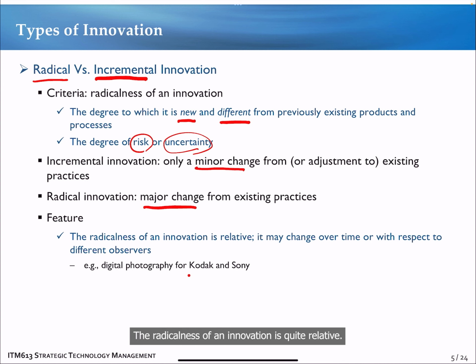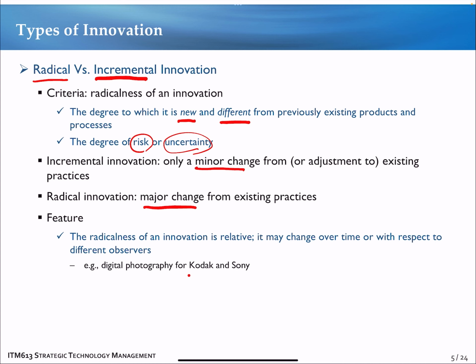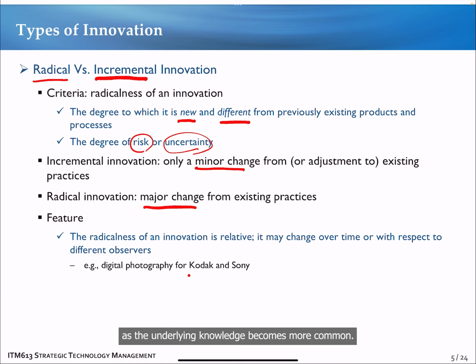The radicalism of an innovation is quite relative. It may change over time. An innovation that was considered radical may eventually be considered incremental as the underlying knowledge becomes more common. The radicalism may also differ according to actors or firms. An innovation which is radical to one firm may be incremental to another.